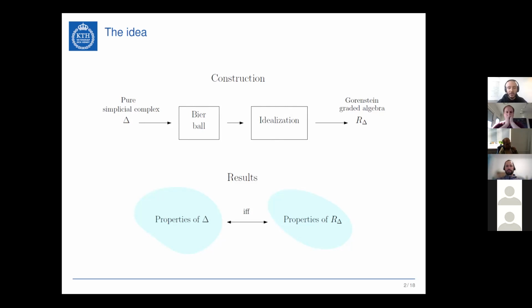The results of our project are to relate properties of delta to the properties of the algebra, so properties of a geometric topological object to the properties of an algebraic object. At the end of the day, we're going to show a couple of if and only ifs: this property holds for delta if and only if this other property holds for the algebra. This is the message that you should take home from my talk.